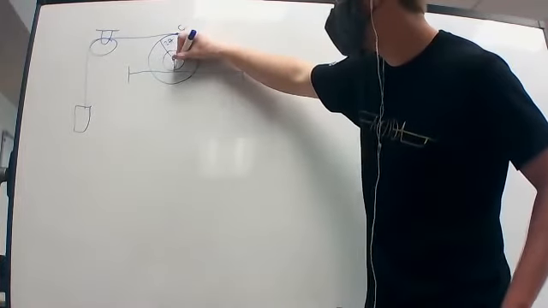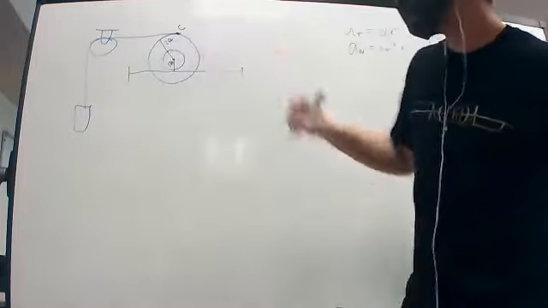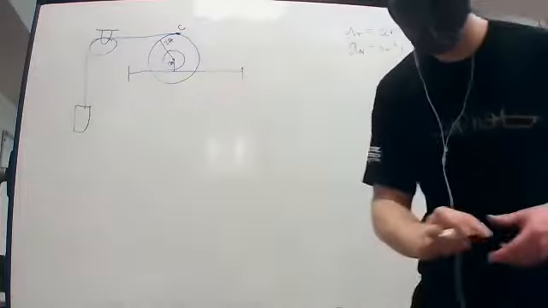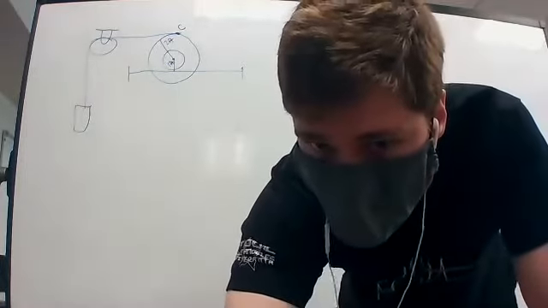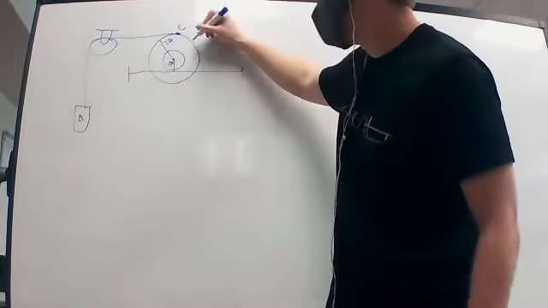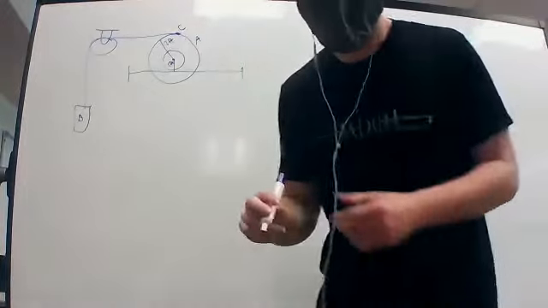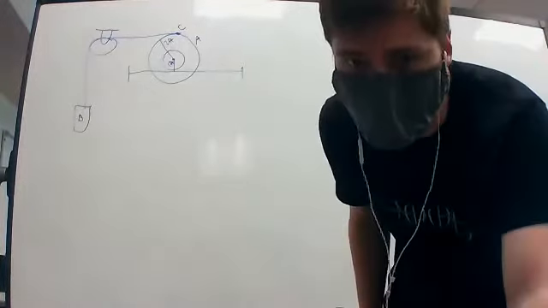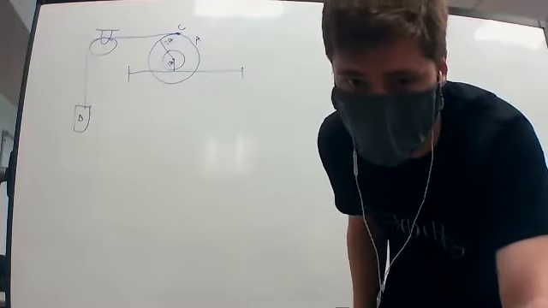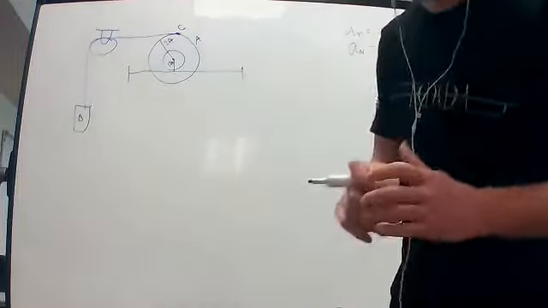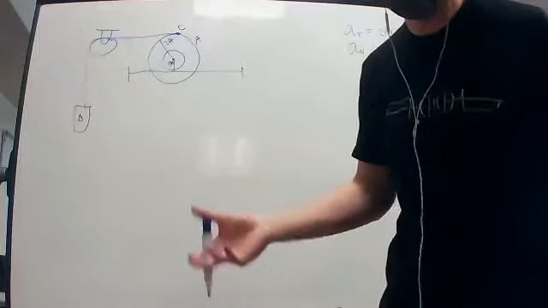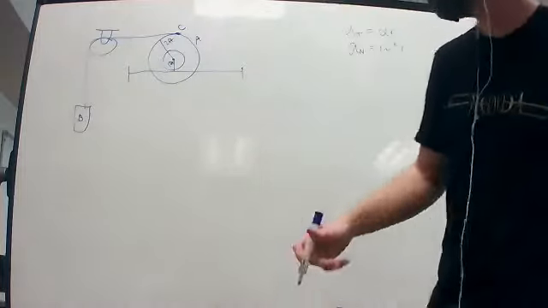So that's 2 feet. That's 1 foot. So the outer radius is 2 feet and the inner radius is 1 foot. The block is labeled as B. The wheel is labeled as A. This problem says the inner hub of the wheel rests on a horizontal track. Determine the speed of the 10-pound block 2 seconds after it is released from rest.